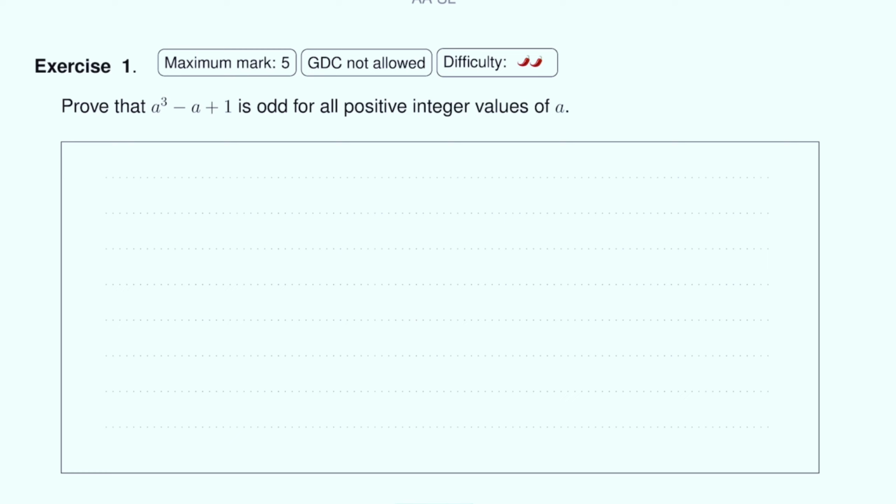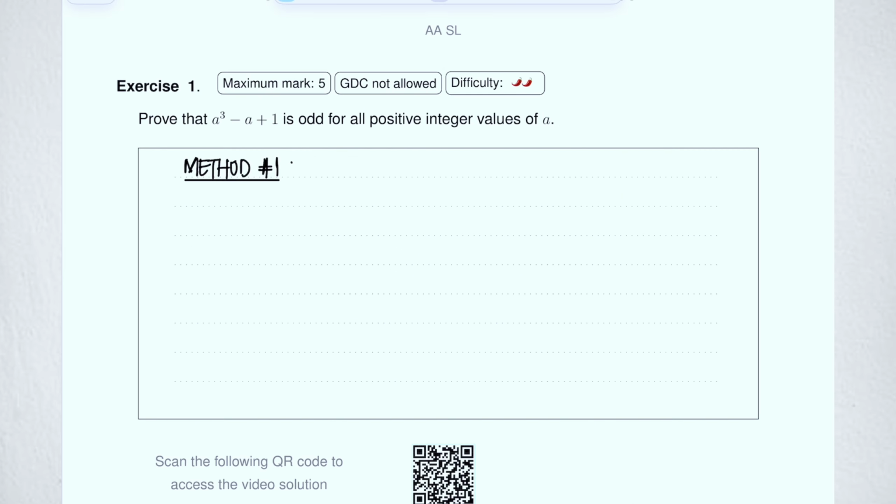If A is even, then we have this. If A is odd, then we have this other thing. So let's tackle it. So let's call this method 1, and of course you only need to use one of these methods to solve this problem. We're going to consider that A is an even number, meaning that A can be written as 2 times K. That's the way that we represent an even number. K, of course, being also an integer.